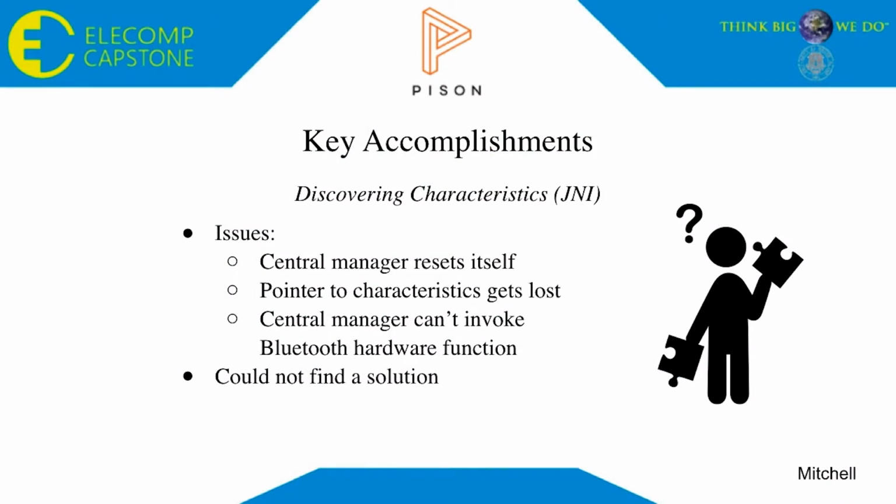Okay, so one of the key issues that we encountered when working on the Java native interface was discovering characteristics. Every time we would call to discover characteristics from the JNI side, we encountered an issue where the central manager kept resetting itself. And because we couldn't access the stack directly for the central manager, we had to use a lot of print statements. Through extensive testing, we were able to determine that the reason the central manager kept resetting itself was because the pointer to the characteristics kept getting lost.